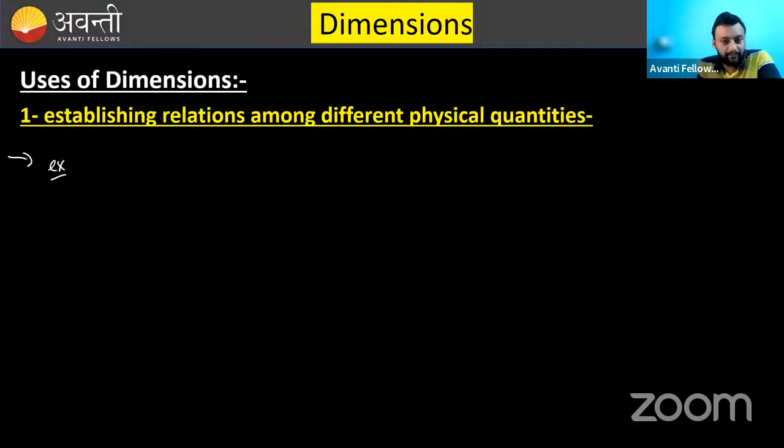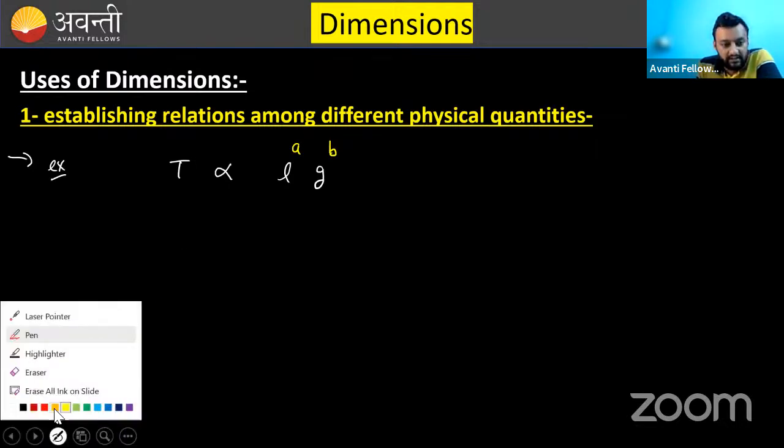It is mentioned that the time period of a simple pendulum depends on two physical quantities, L and G. Then what is the exact relation between them? That is asked. The question says the time period of a simple pendulum depends on the length of the simple pendulum and the acceleration due to gravity. So we don't know the exact relation. Then what will we do? We will let the time period be proportional to L raised to the power A, G raised to the power B, that we have assumed.